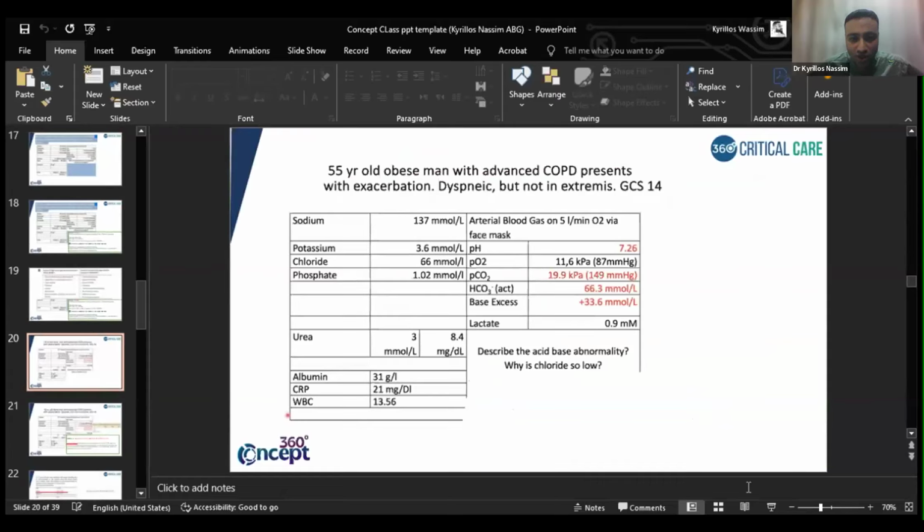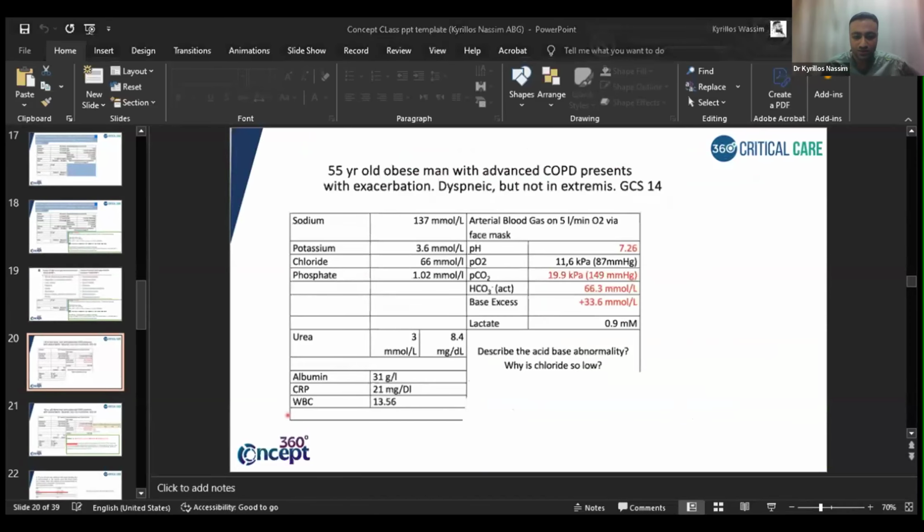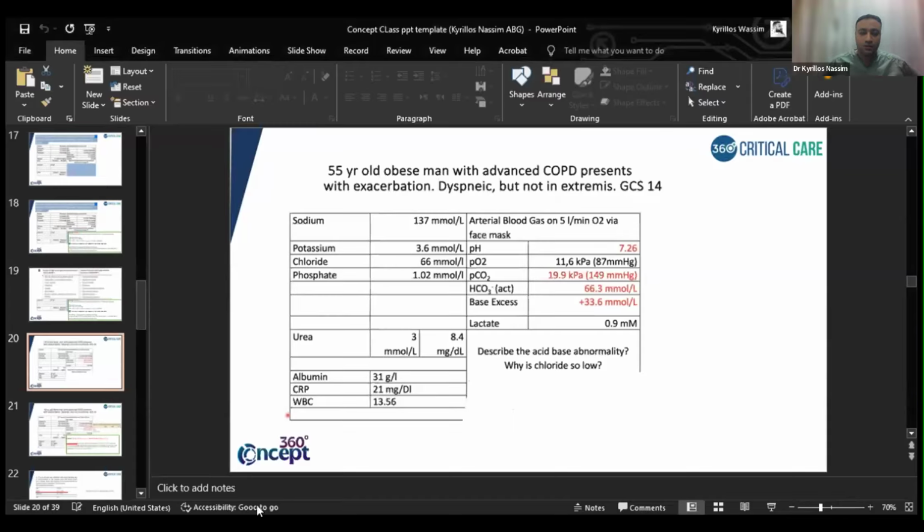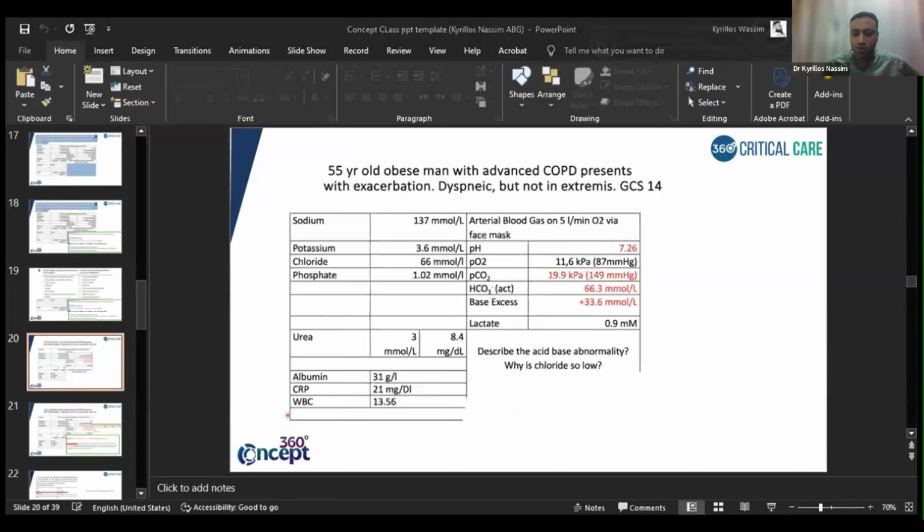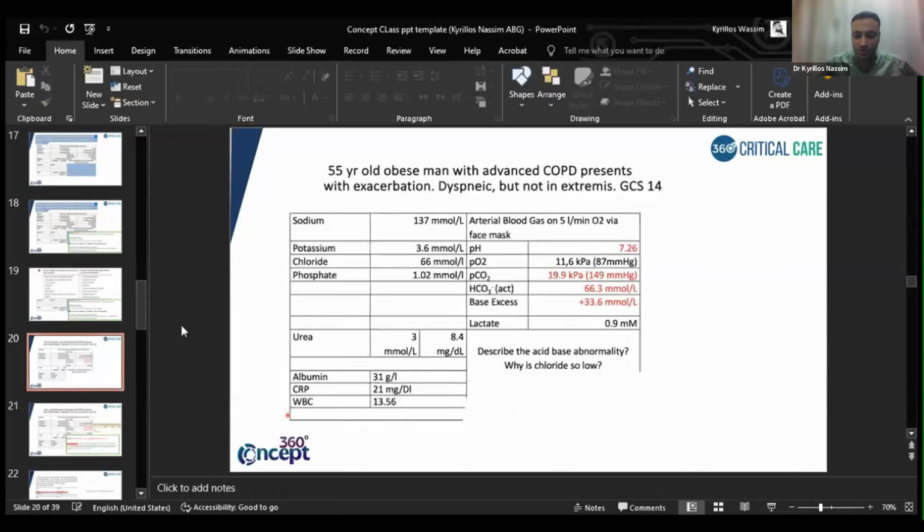We have here a 52 years old obese man with advanced COPD presented with exacerbation, dyspneic, but not in extreme. Glasgow scale is 14. Look at this ABG and describe the acid-base abnormality and why the chloride is so low. Let's see the chat box. Okay, let's go to answers.